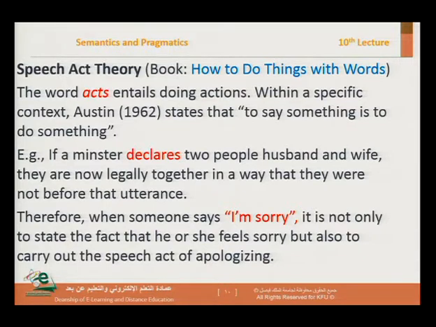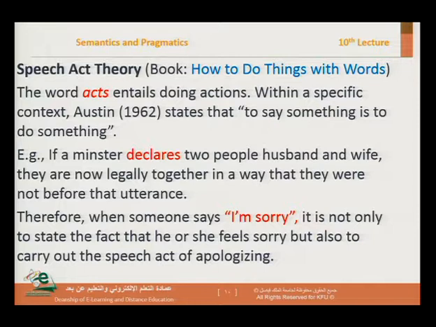Okay, if the context is not right, that word will not do the function. If, for example, two kids are playing, and a third kid would say, I now announce you husband and wife, that will not be a speech act, right? Because the context is not appropriate, okay? So with the appropriate context, we actually have the effect of an action. If someone says, I'm sorry, it's not just stating the fact that he or she feels sorry, but also carrying out the speech act of apologizing. So it's an apology. I'm sorry, apology. Okay, so he's doing something here. I apologize. Apology accepted, you might say, if you want to accept that apology.